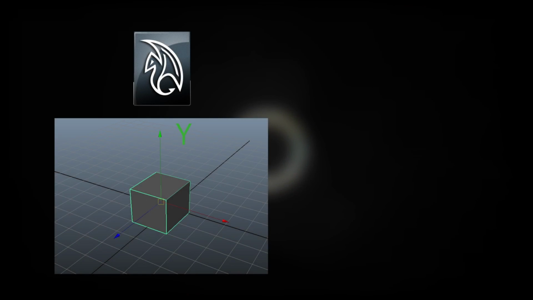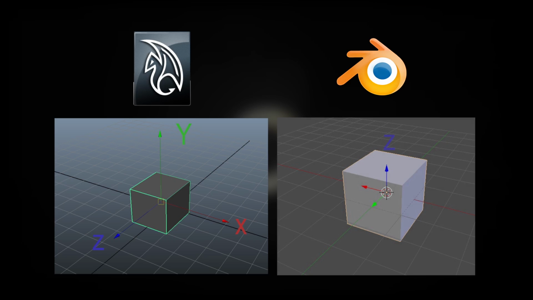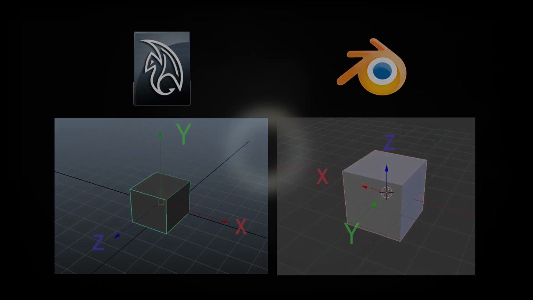Maya puts the vertical axis as the Y axis. Depending on orientation, the forward axis is the Z axis and the left to right axis is the X axis. Where Blender is different is that it puts the vertical axis as the Z axis. And then, depending on orientation, the forward axis is the Y axis and the left to right axis is the X axis. Now, a possible explanation for the differences between the vertical axis naming in the two programs.